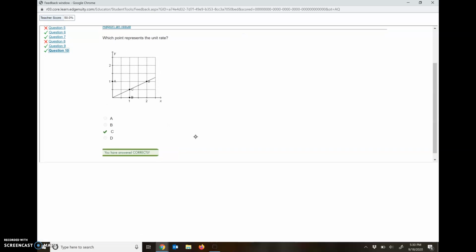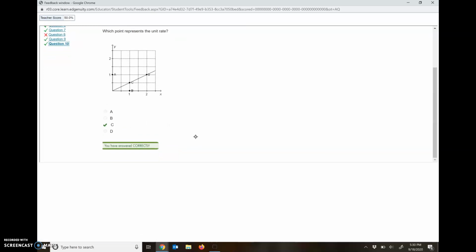And then the last one, what's the unit rate? So remember, unit rate is when there's 1 on the X. So that would be point C.